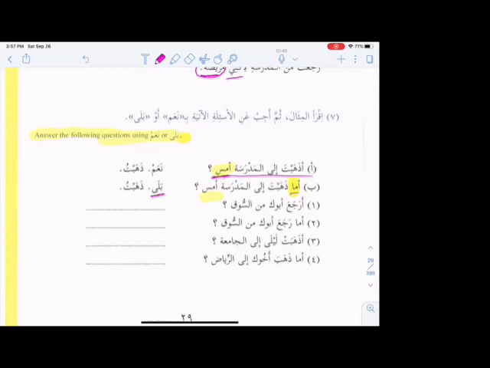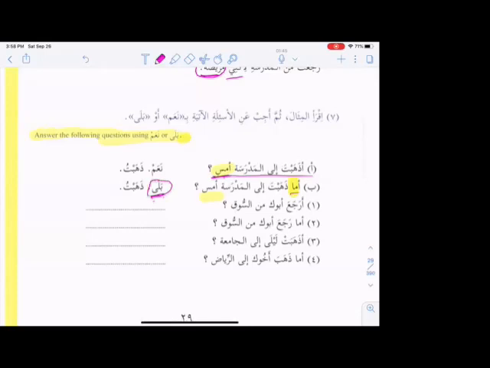Remember, that's the way it is going to work. If there's a negation, but the answer is correct, Ama zahabta ila al-madrasati. You did not go to the school yesterday? Did you not go to the school yesterday? The answer is I went. So that answer, you won't say naam. No, you will say bala.